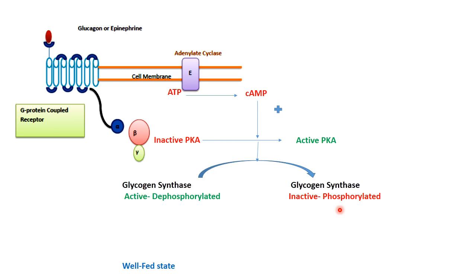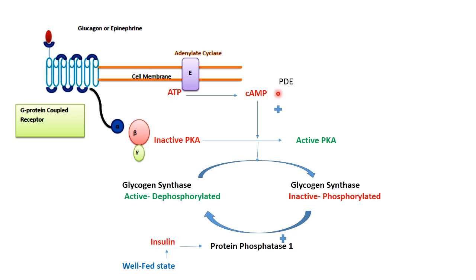And in well-fed state where we have insulin, what will this insulin do? This insulin will activate the protein phosphatase 1 and it will again dephosphorylate the glycogen synthase, and glycogen synthase will be activated. This is one way where insulin regulates the glycogen synthase activity. Another way, it will inactivate the cyclic AMP. What will it do?